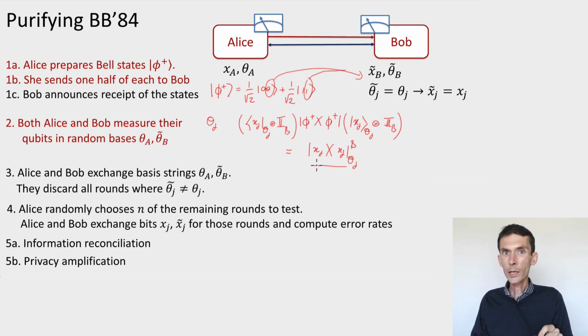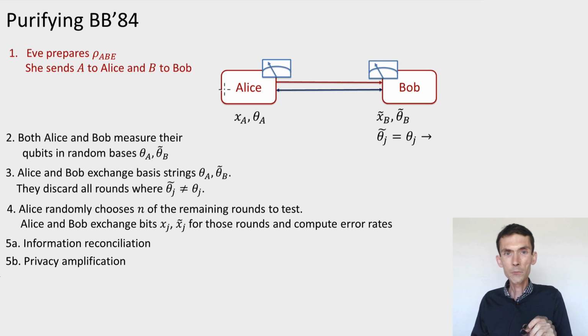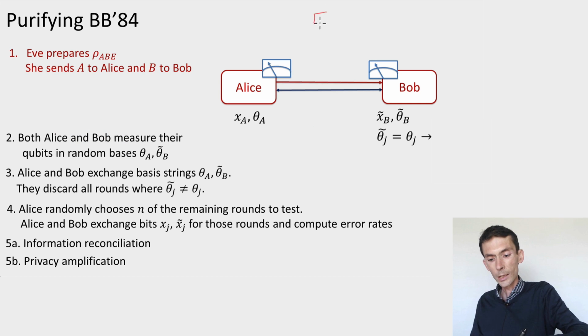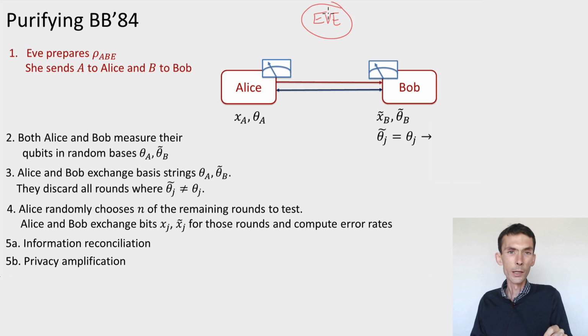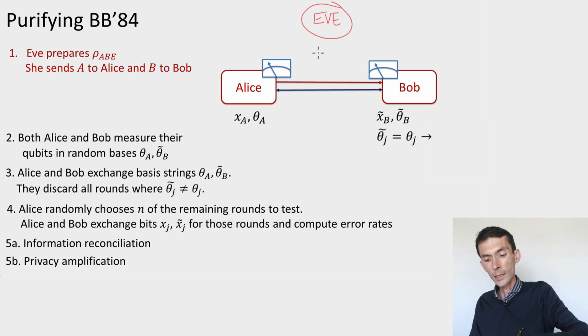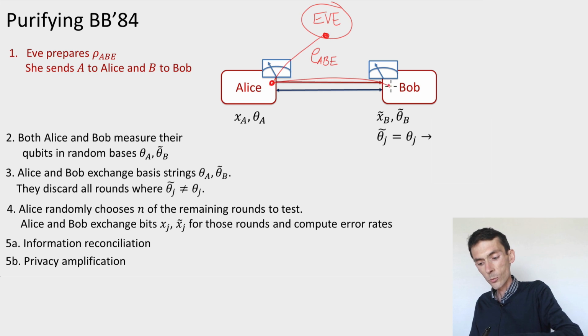Now the second modification is going to appear a little bit less benign. What we're going to do now is give seemingly absurd power to the adversary. So let's bring Eve into this picture, and let's assume that instead of Alice preparing the EPR states, Eve prepares them. So I'll just say that Eve gets to prepare an arbitrary state ABE, shared between herself, Alice and Bob. She keeps the E system, she sends the A system to Alice, and the B system to Bob.